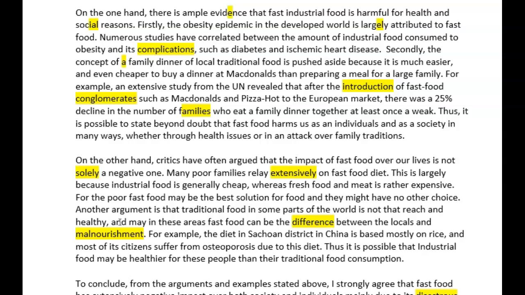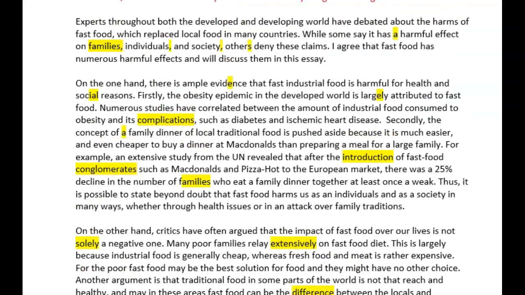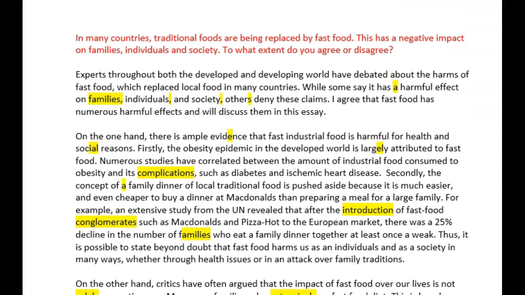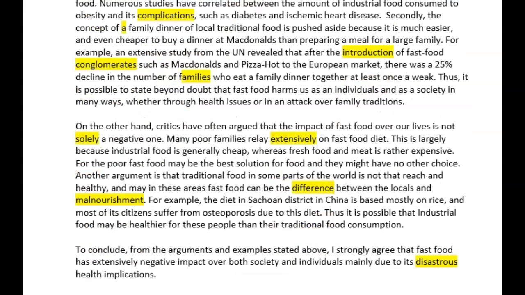Okay. For example, the diet in Sichuan district in China is based mostly on rice, and most of its citizens suffer from osteoporosis due to this diet. Thus, it's possible that fast food, not industrial, may be healthier for these people than their traditional food consumption. All right, that's very interesting. Okay, we'll talk about it in a minute.